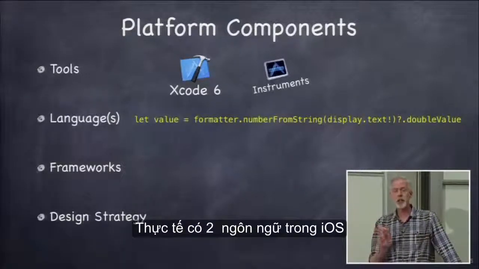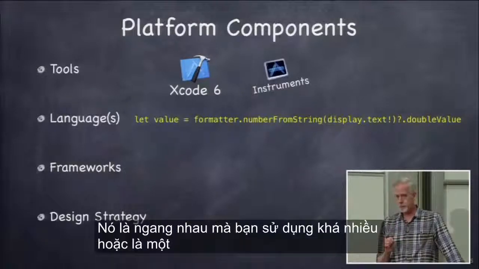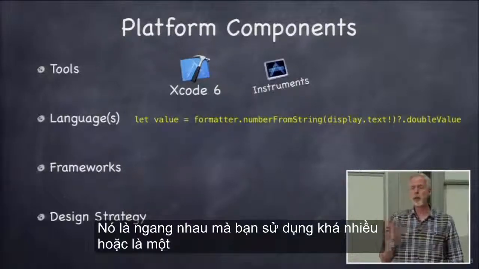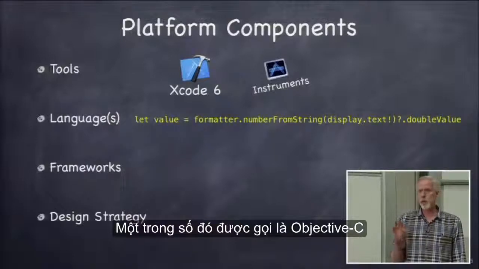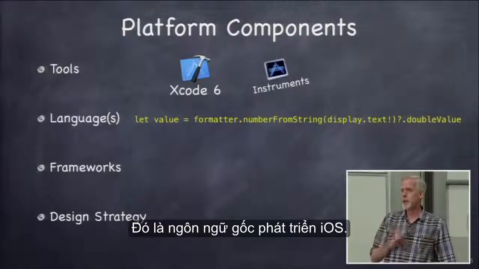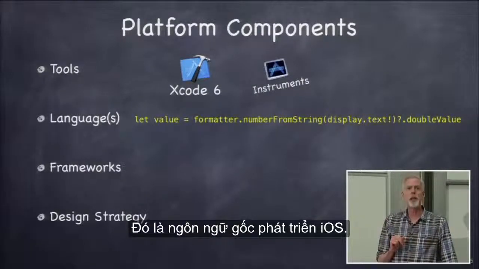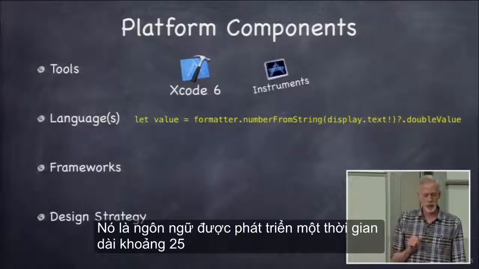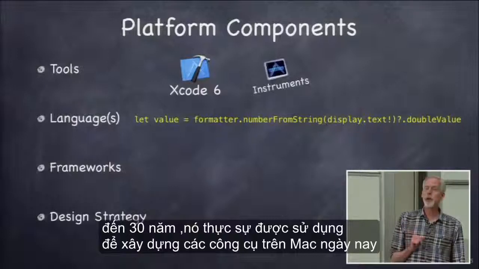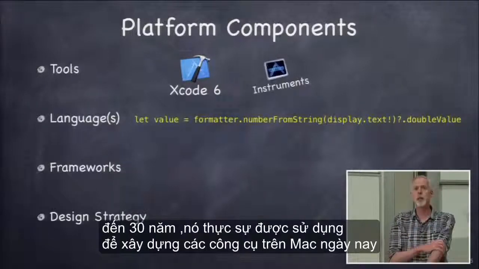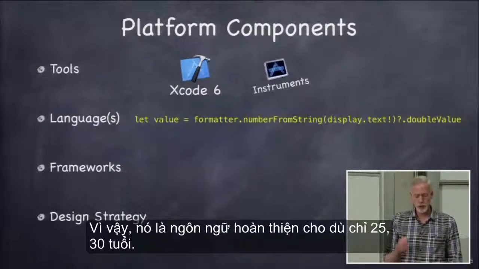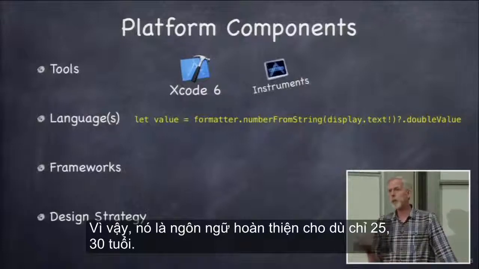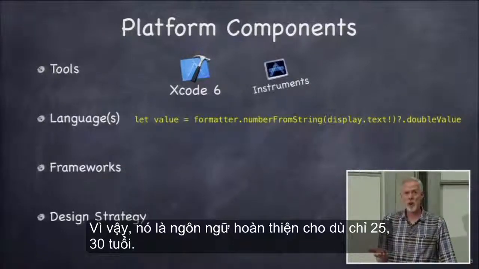Languages: there are actually two languages in iOS now. They are peers. You can pretty much use either one. One of them is called Objective-C. That's the language that iOS was originally developed for. It's been around a long time, probably 25 to 30 years, that it's actually been used to build stuff that's on the Mac today. So it's a very mature language, but it is also 25, 30 years old.